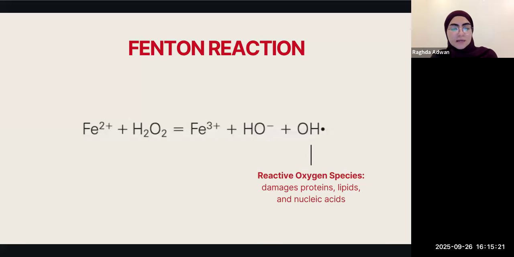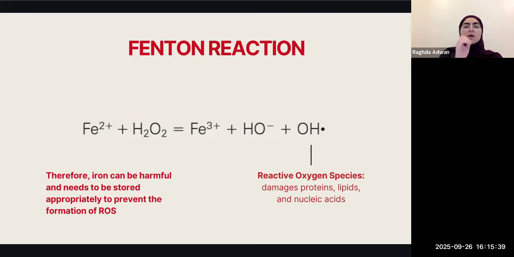Remember in erythrocyte metabolism where I was saying, we don't want oxidative stress and damage and free oxygen species. These OH groups with this electron right here, these are reactive oxygen species, which are very harmful and damage proteins, lipids, nucleic acids. They bind to them and they damage them. This is why we need to maintain iron at a very specific level in our body because it can be harmful. For example, in this reaction, in the Fenton reaction.